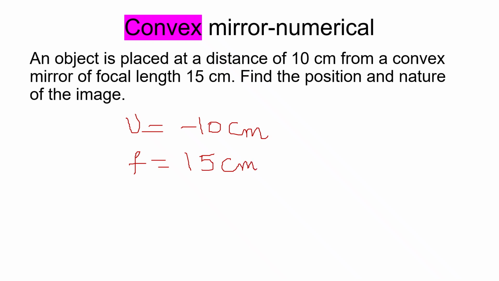Now if you are thorough with the cases of the convex mirror, when you keep an object anywhere between pole and infinity, the image will be formed within the focus, and it's a virtual image. So whatever V value you get, it must be less than 15 centimeters and with a plus sign. So he asked only this much. The nature, anyway, we can write as virtual, erect, and diminished.